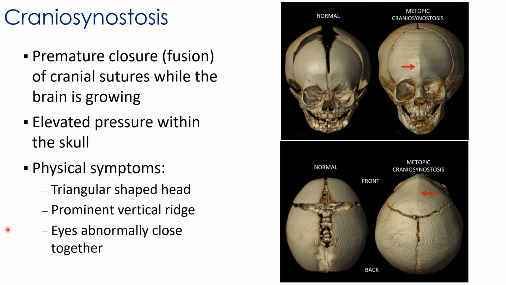Craniosynostosis is the premature closure or fusion of these cranial sutures while the brain is still growing. One example is that of the metopic suture. We already mentioned that the metopic suture separates the two frontal bones at birth, and it's the first skull suture to close physiologically. That begins at about 3 months and is usually complete by the age of 8 months.